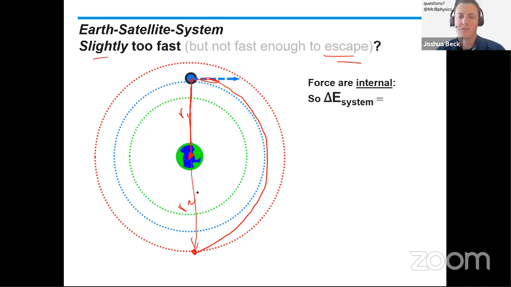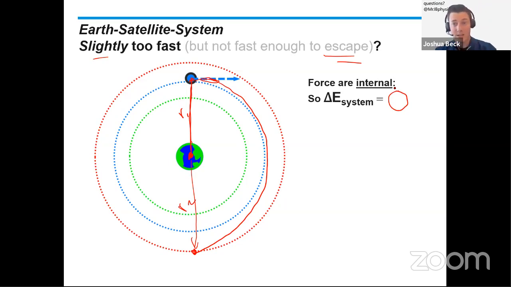Now I say here that the forces are internal. The forces that are acting on this satellite are internal, right? I've got an Earth satellite system. Together, I'm treating them as one system. Well, what's the force that's keeping this thing on a circular path? Or what's the force that keeps turning this satellite? Force of gravity, right? Well, that's the attractive force between the Earth and the satellite. So that's what our system is. So that force is coming from within our system. So if our forces are internal, then our total energy of our system won't change. So the delta E of our system is going to have to be 0.